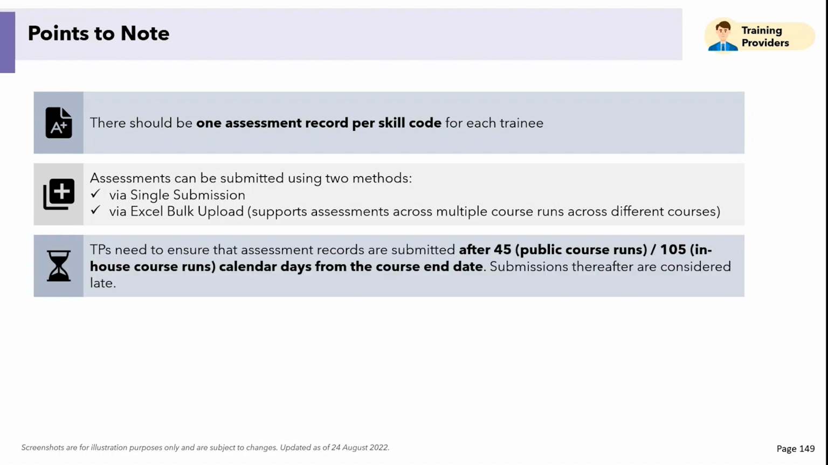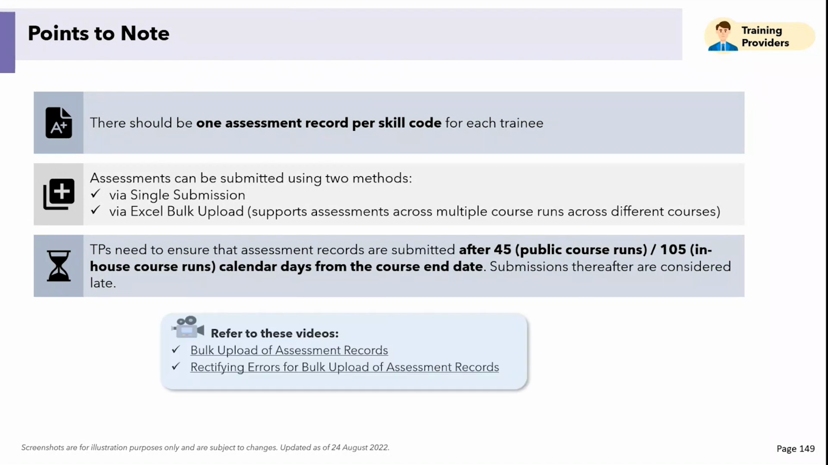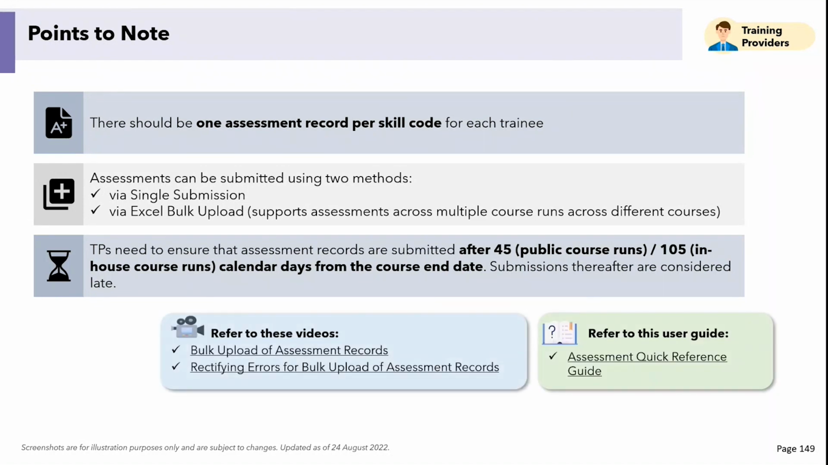Firstly, we want to remind TPs that they must submit their assessment records before 45 calendar days from the course end date for public course runs and before 105 calendar days from the course end date for in-house course runs. So submissions thereafter are considered late and will not be taken into account. You can also refer to these videos and user guides for further information.